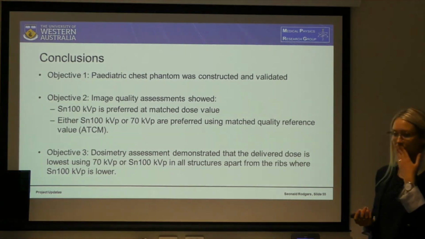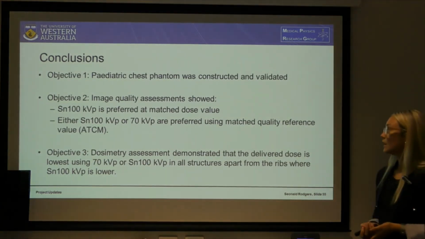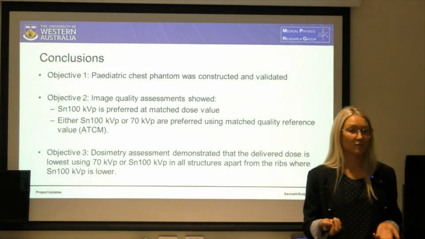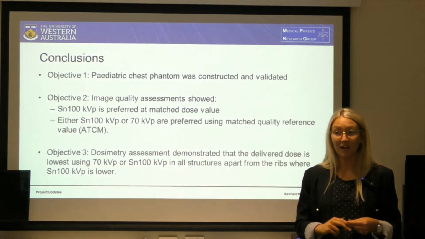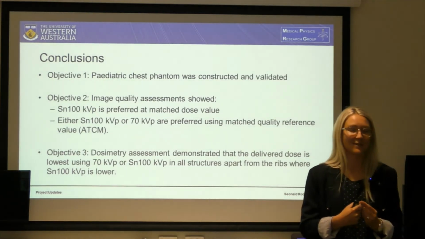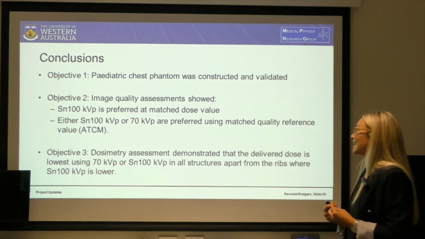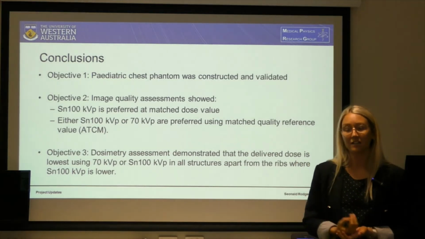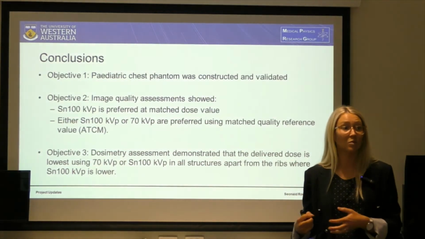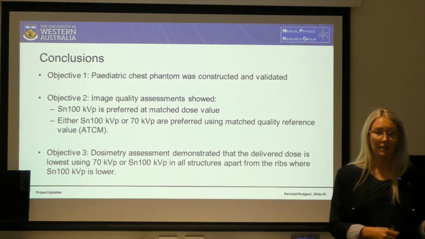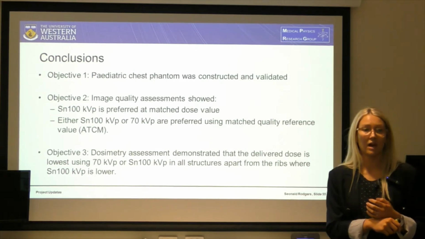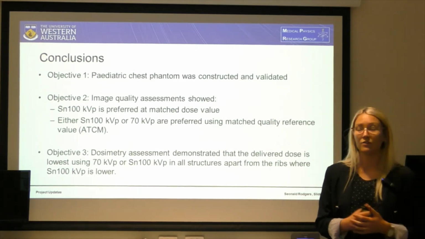So, bringing it all together. Objective 1: a paediatric chest phantom was constructed, the phantom materials were validated, and the phantom was capable of producing image quality and dosimetry measurements. The second objective demonstrated that for a dose-matched comparison, the tin filter is quite dose efficient. However, at lower doses and matched quality, 70 kVp is as good as the tin filter with 100 kVp.